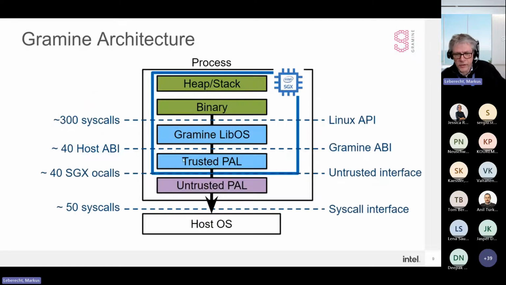We have used that. This is a bit of a proxying effort, to highlight what this looks like. If you have a usual Linux host operating system where you have an application running, Gramine will take that application, the green part here, and bind it with the Gramine library operating system, replacing the Linux API, and place Gramine and a trusted platform abstraction layer inside the SGX domain, the SGX secure enclave.